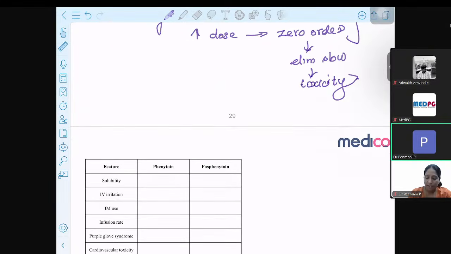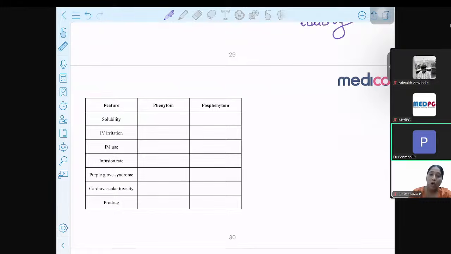Now, what is the difference between phenytoin and fosphenytoin? The solubility matters. As I said, fosphenytoin is a prodrug of phenytoin. Both are water soluble, but fosphenytoin is a little more water soluble compared to phenytoin. Therefore, the IV limitation is less with fosphenytoin, and it can be used for IM use also, whereas phenytoin cannot be used IM. And what about the infusion rate? For phenytoin you need to give very slow IV, and here you can give fast IV also.